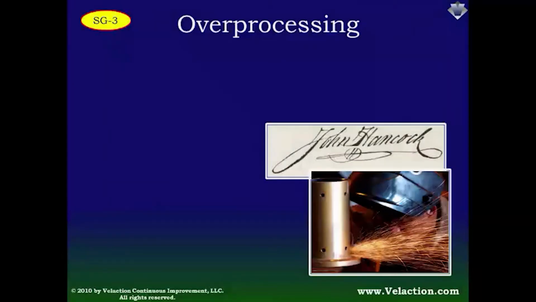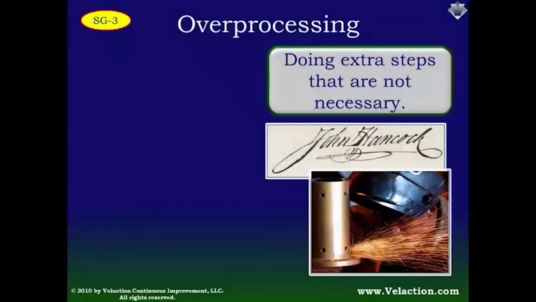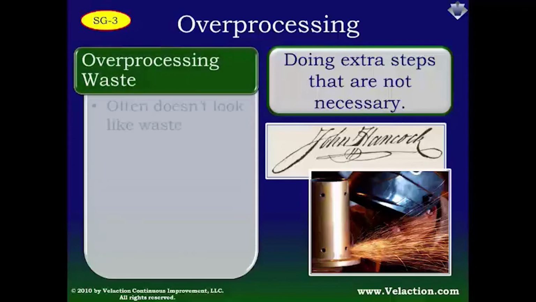Nobody wants to do more work than necessary. That's the basic concept of overprocessing. Extra, unnecessary steps fall into this category of waste. The biggest problem with this type of waste is that it looks like value-added work. A person is doing something that changes the form, fit, or function of an item. As a result, it appears to be effective, productive work.